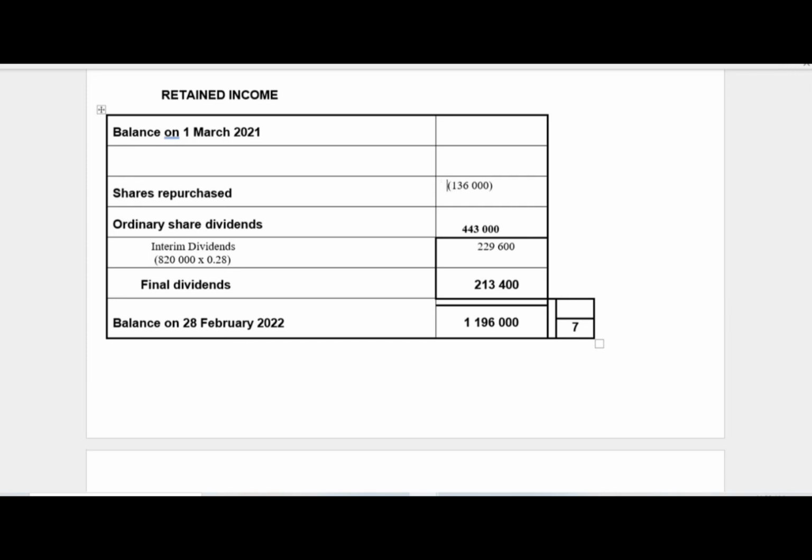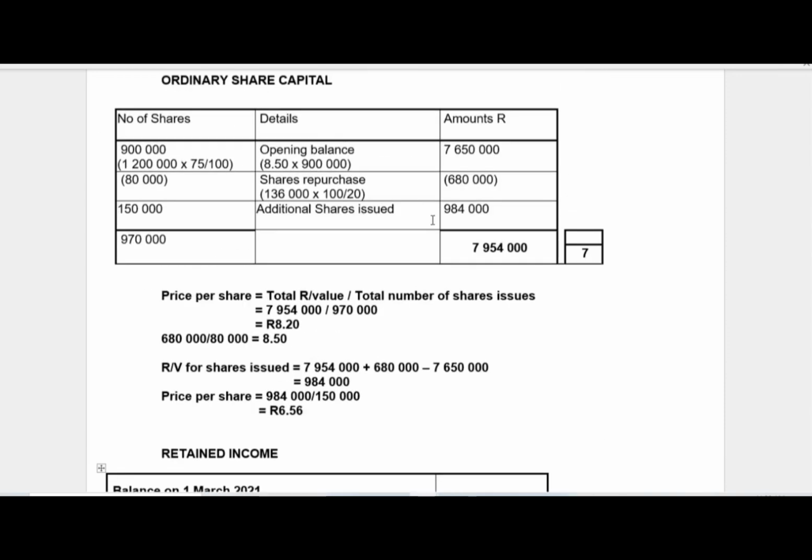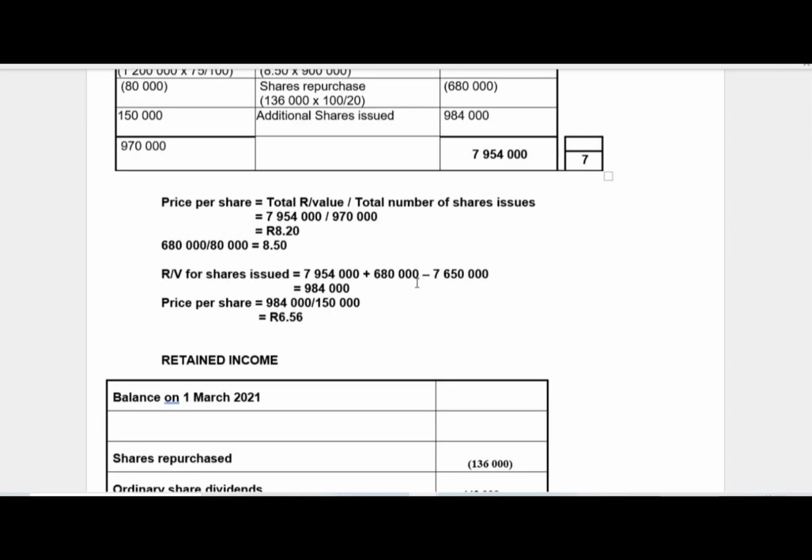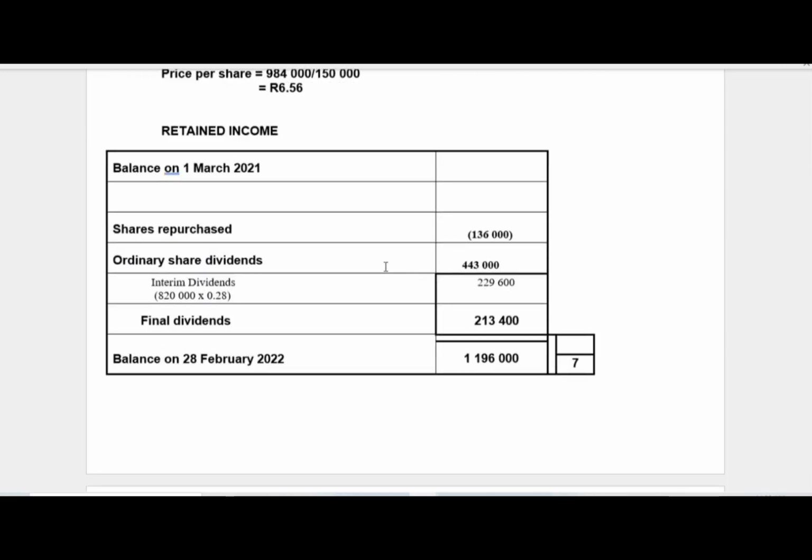Remember, I want you to see something here, right? If you check on the share capital, we used the original value. But when we are calculating the retained income, we are using the amount that we exactly paid to the retired shareholder. So that's another difference that you must check right there, okay?